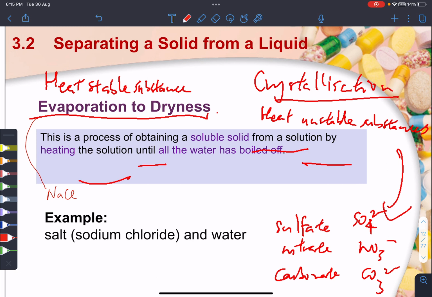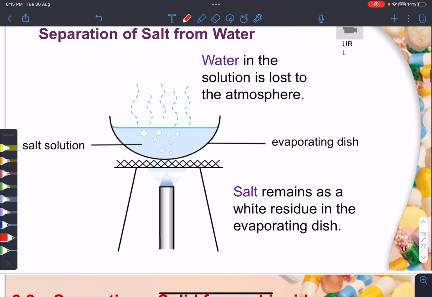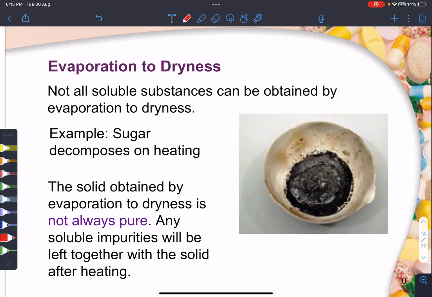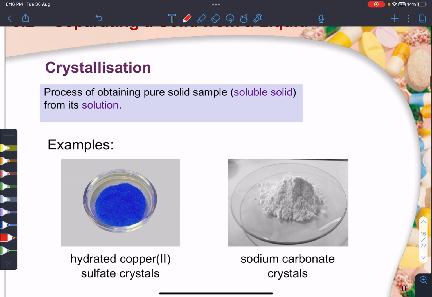So some of these heat unstable substances contain things like sulfate ion, nitrate ion, carbonate ion. These ions are very big and complicated. They tend to break down when you heat, they can break apart. With evaporation, you just heat, the water is gone, the thing is left. Sugar cannot, because sugar is unstable. Sugar will become a black thing, a soot, I think. That is crystallization.